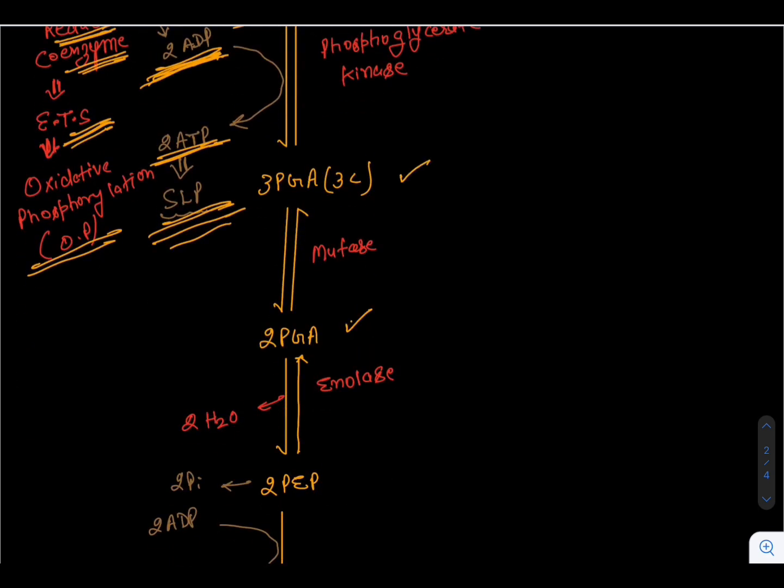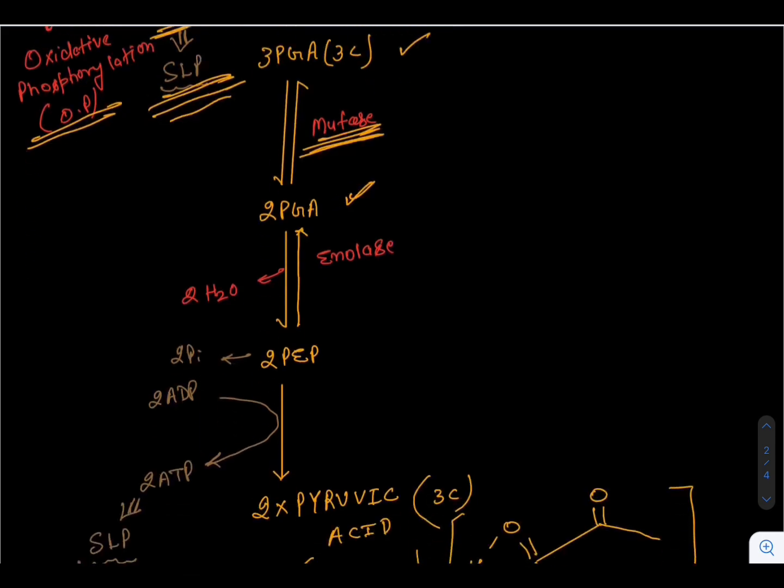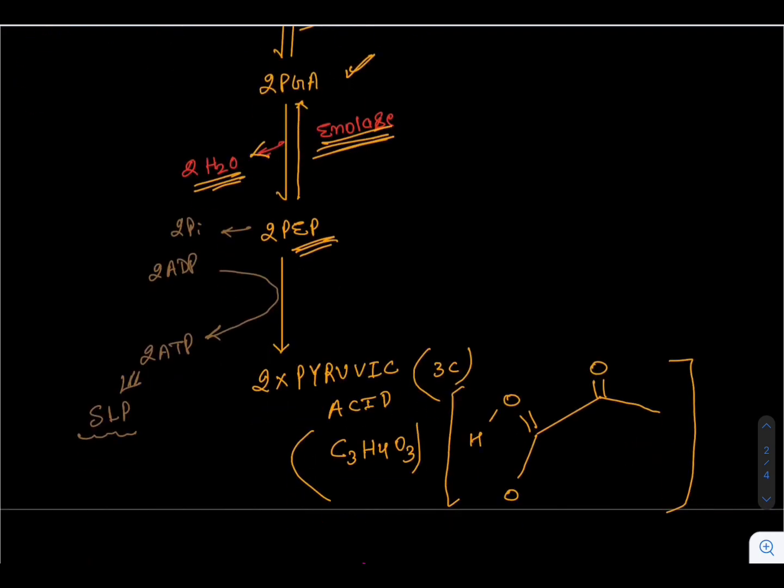After that, 3-PGA is getting converted into 2-PGA. Here the enzyme which is working is mutase enzyme. Then 2-PGA will get converted into 2-PEP, 2-phosphoenolpyruvate. Here the enzyme which is working is enolase, and in chemistry also you study enolization, right? Here 2 water molecules will be removed, right? After that, 2-PEP is getting converted into 2 molecules of pyruvic acid. So finally 2 pyruvic acid molecules are formed in the glycolysis process.